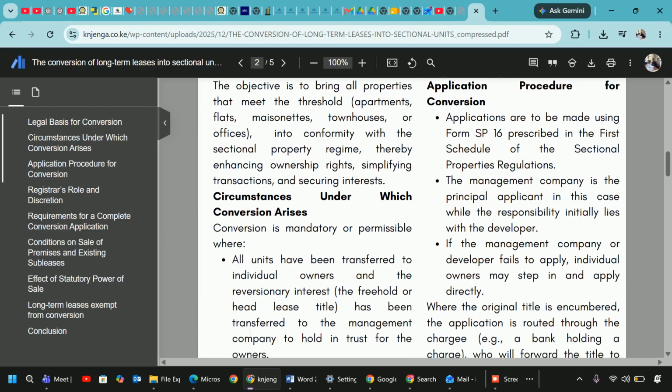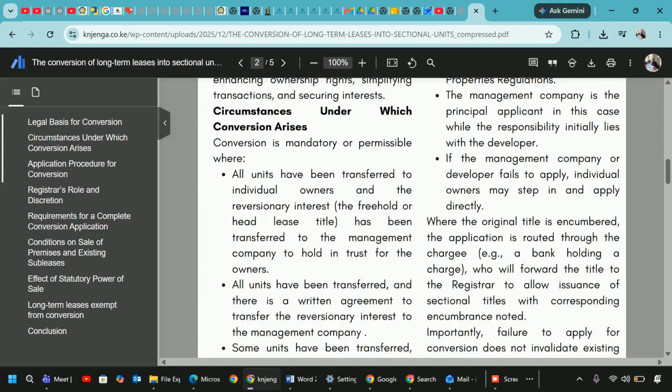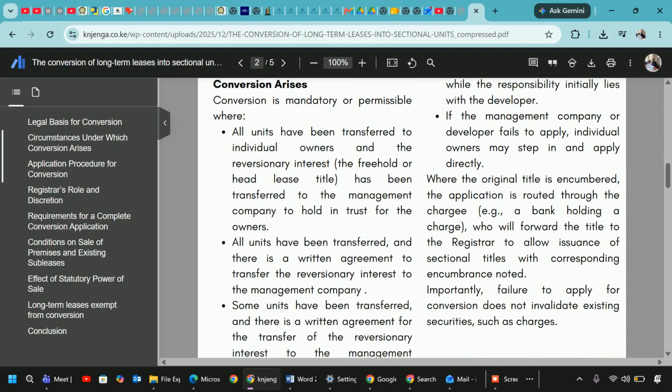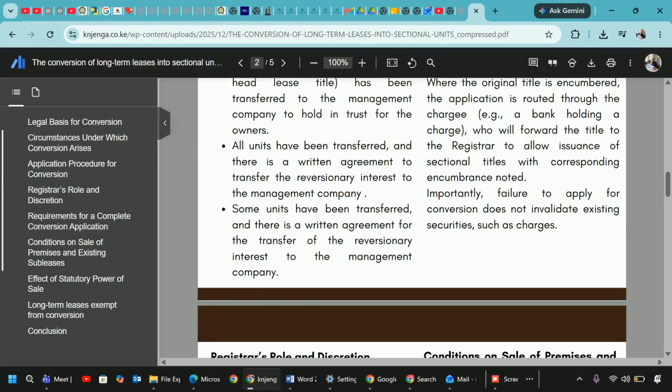And the management company is the principal applicant in this case, while the responsibility initially lies with the developer. If the management company or developer fails to apply, individual owners may step in and apply directly. Where the original title is encumbered, the application is routed through the chargee, e.g. a bank holding a charge, who will forward the title to the registrar to allow issuance of sectional titles with corresponding encumbrance being noted. Importantly, failure to comply for conversion does not invalidate existing securities such as charges.